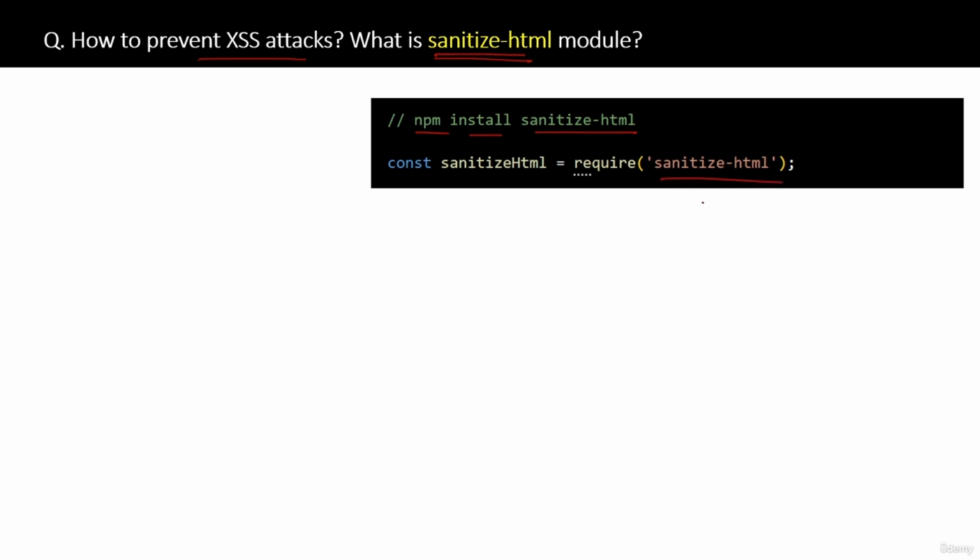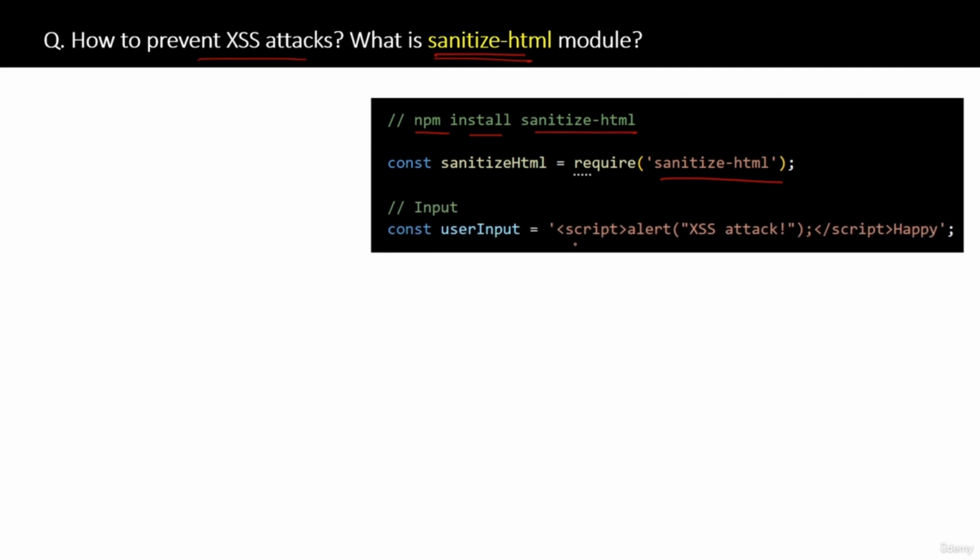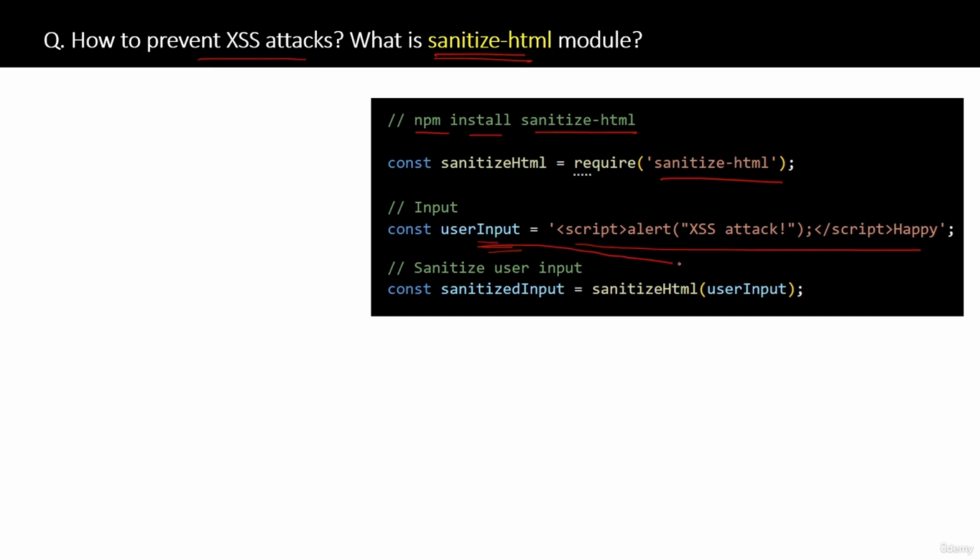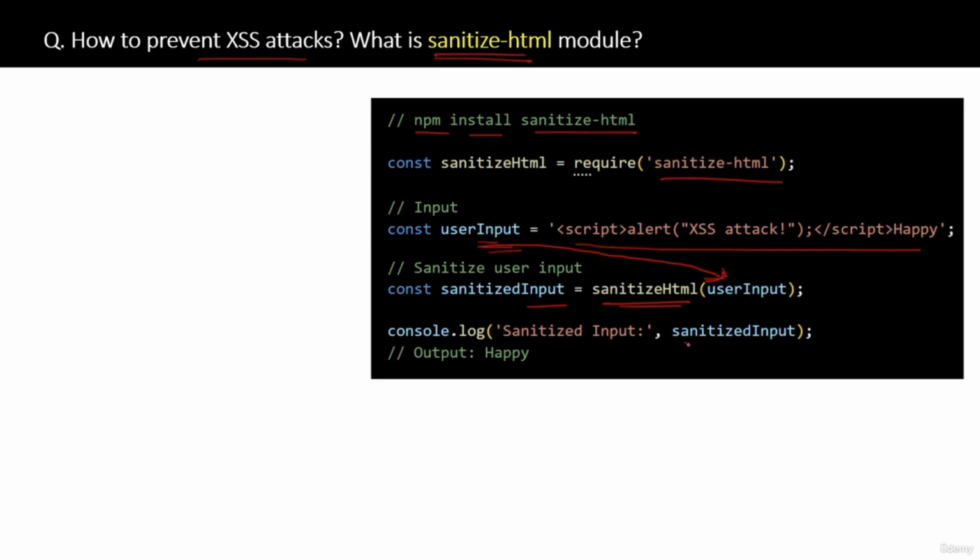Then suppose this is the malicious input script coming from the UI side or the front request. Then we can sanitize this input by passing the user input as the parameter inside this sanitize HTML function. And then if you log this sanitized input, then in the output it will be something like this. See, the script tags, the alert box, all is removed and only this happy is left after the sanitization.